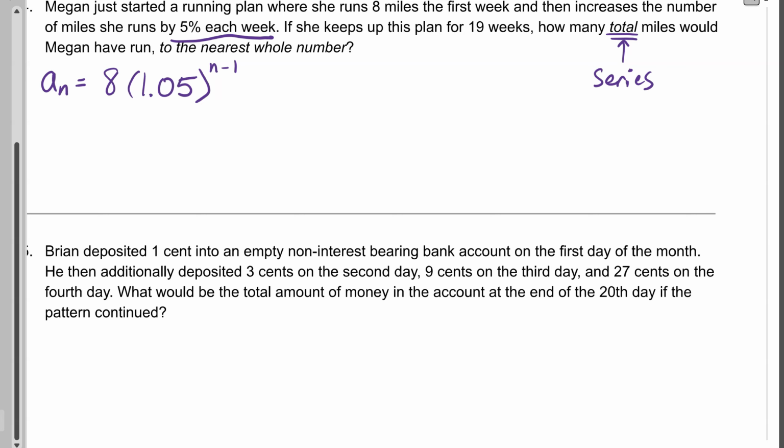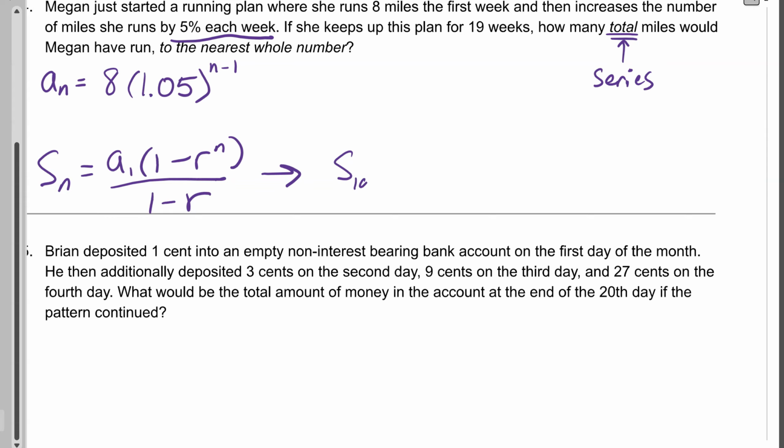So if I plug in n equals 10, for example, that would get me how many miles she runs in the 10th week. But to find everything from 1 to 19, I could either use this formula again, or I could use sigma notation. I'll use this formula just since we have all the information here, right?